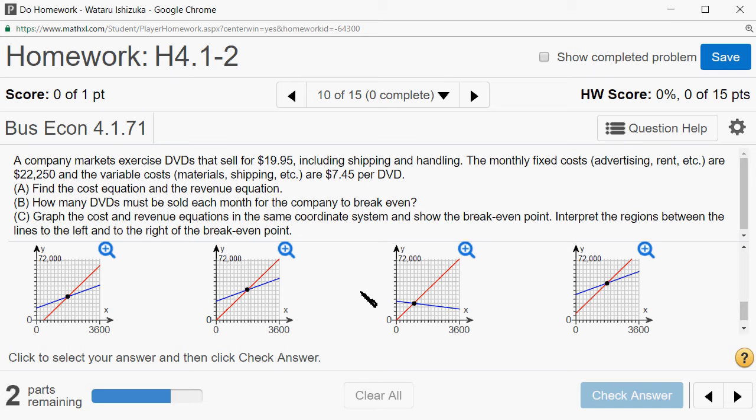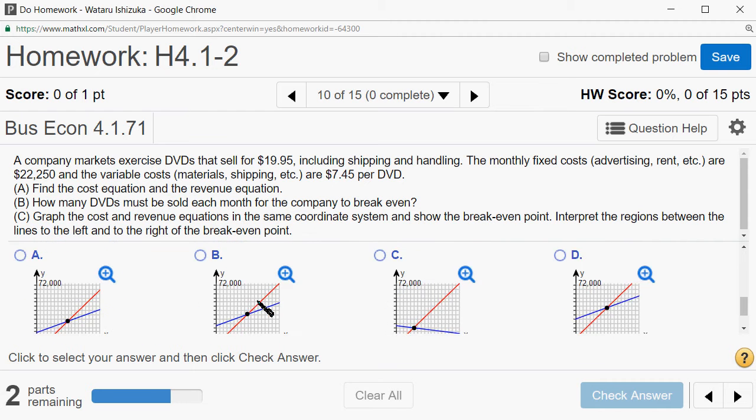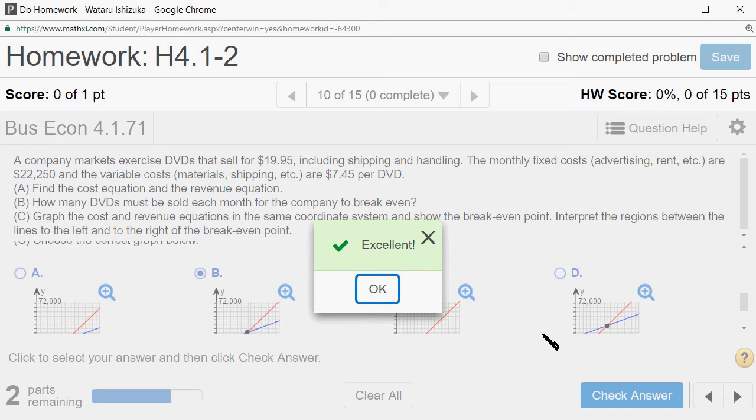Alright, but the third one, you can see that the red one is the revenue function and the blue one is the cost function, and this is very unrealistic, that as you make more DVDs the cost is actually decreasing, so that cannot be true. So therefore the correct one should be the second one. Let's see, I'm gonna just click here. Alright, let's check the answer. Alright, so we got that.